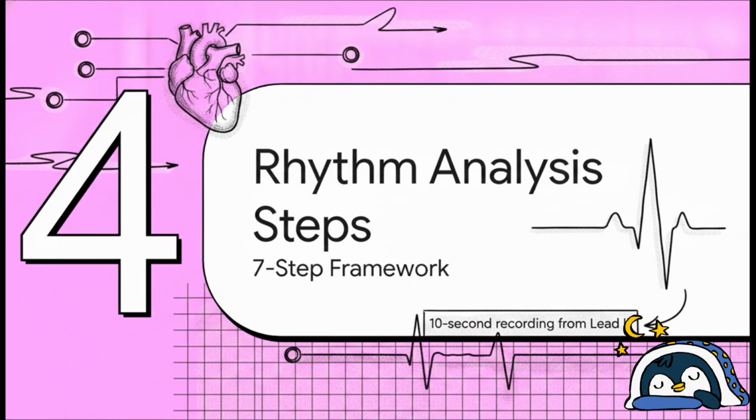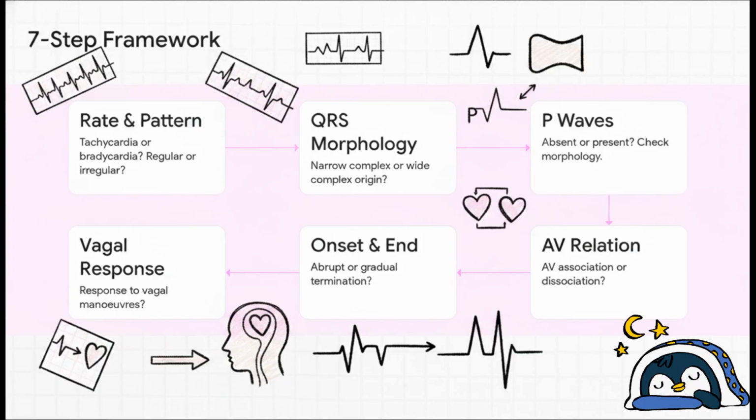Section 4, 7 steps to rhythm analysis. Okay, so now that the hardware is perfectly placed on the patient, let's pivot to the software side, actually analyzing the resulting printout. On a 12-lead ECG, rhythm is usually best analyzed by looking at a 10-second recording from lead I. It really helps to follow a strict 7-step framework every single time you pick up a rhythm strip.